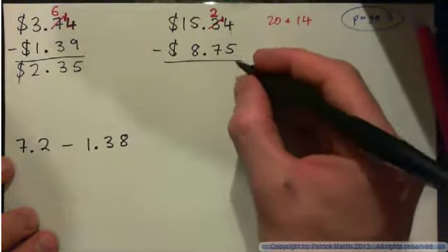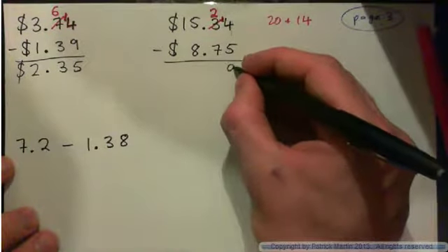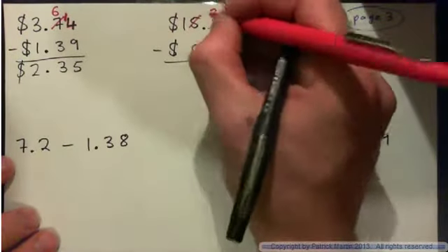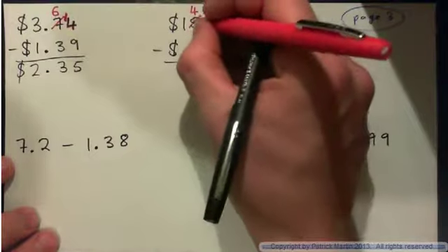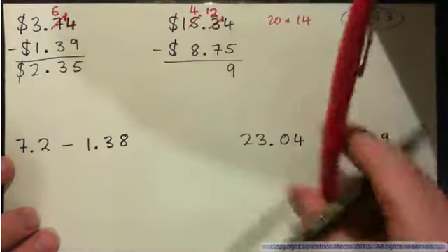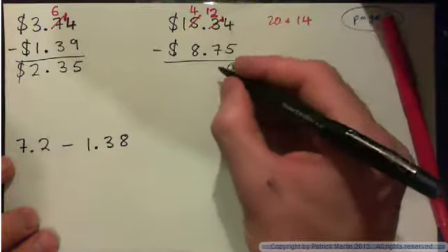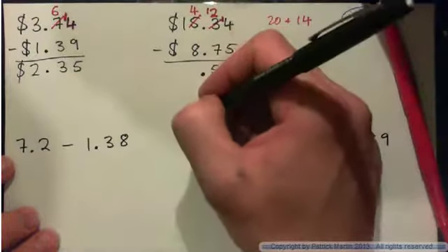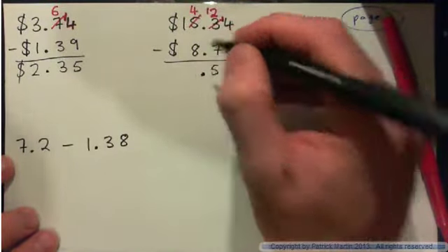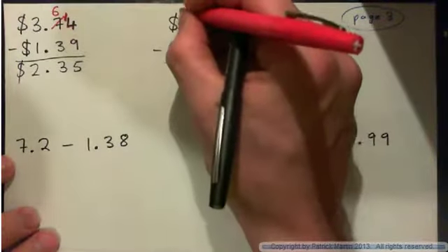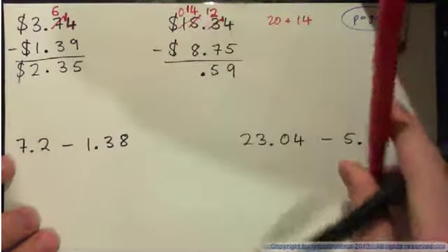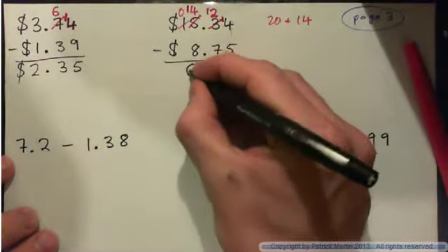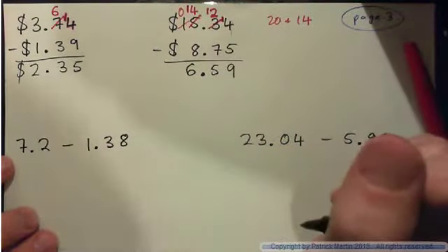So 14 subtract 5 is 9. 2 subtract 7 isn't going to work. So I've got to borrow from here. So he's going to become a 4, and I'm going to bring a 10 from here to over here, right? So now 12 subtract 7 is 5. But then the decimal point underneath it. Decimal points always line up underneath each other. 4 subtract 8 isn't going to work. So I've got to borrow from here. That becomes 0 and the 1 comes over. So this is now 14. 0 and 14. So 14 subtract 8 is 6, right? So $6.59. Okay.